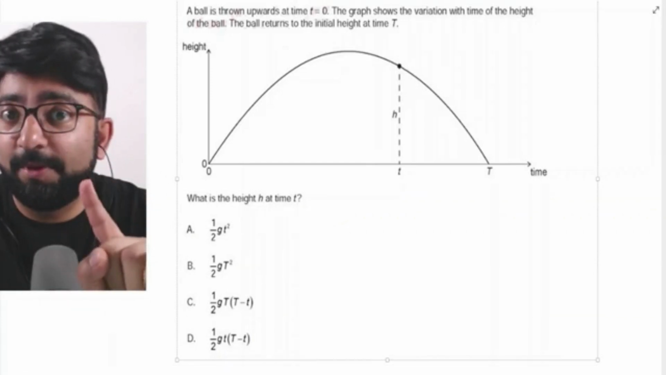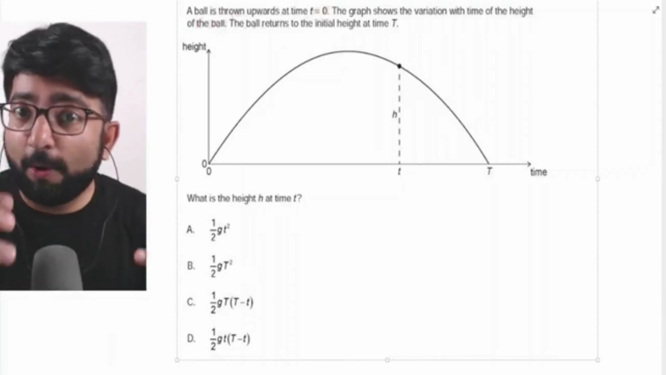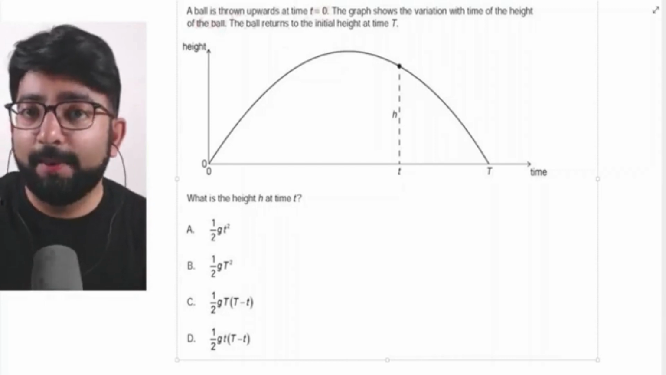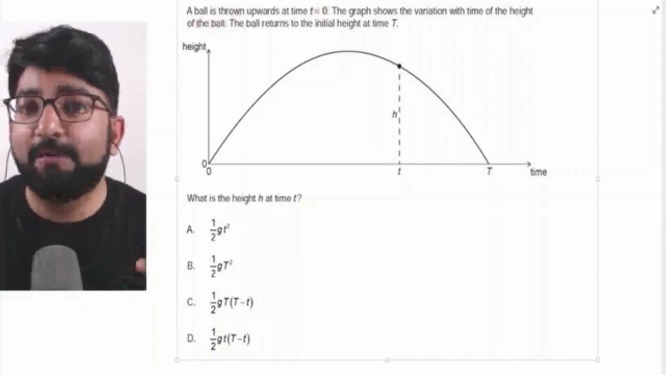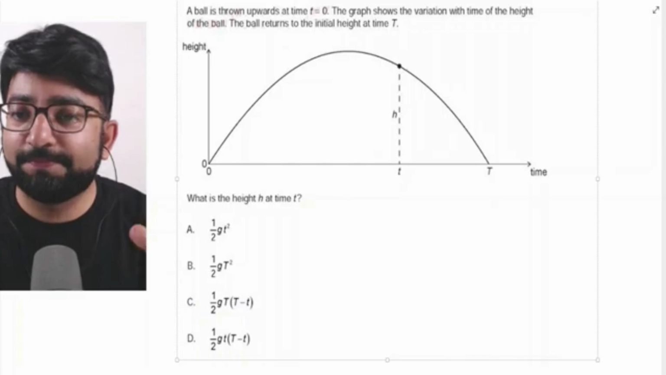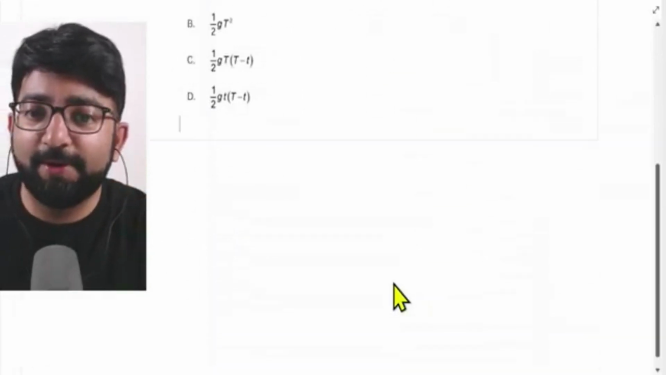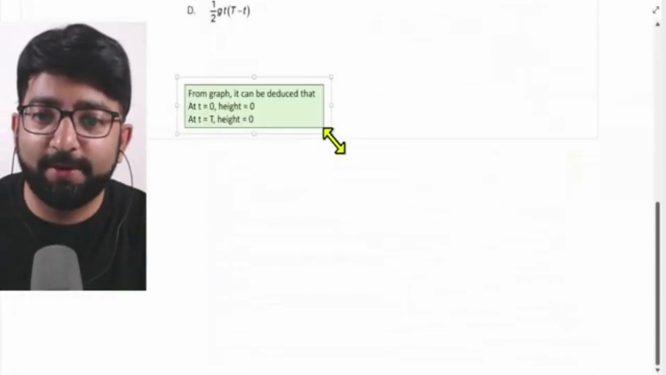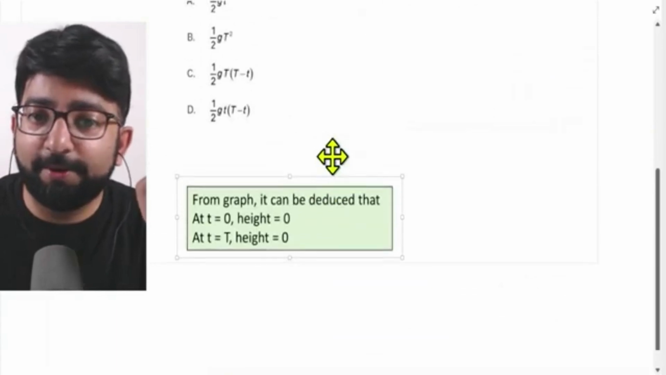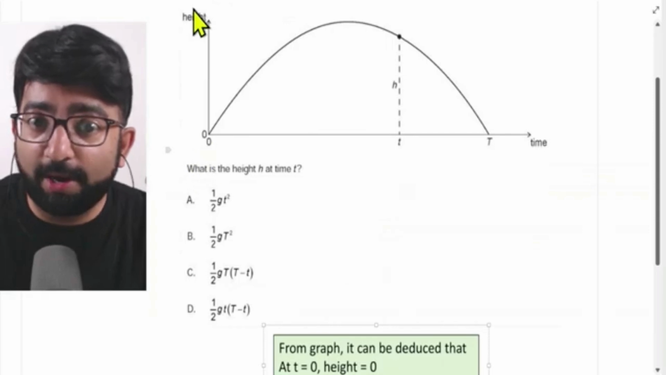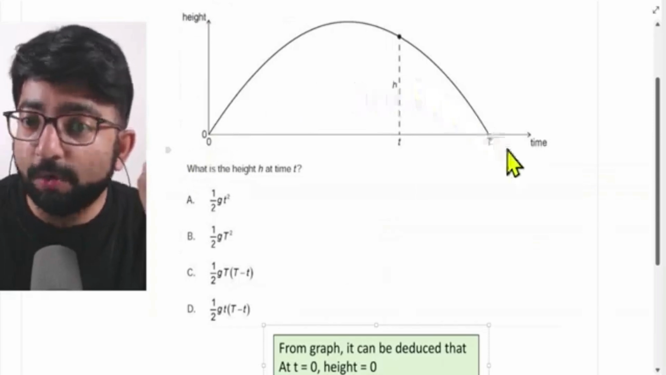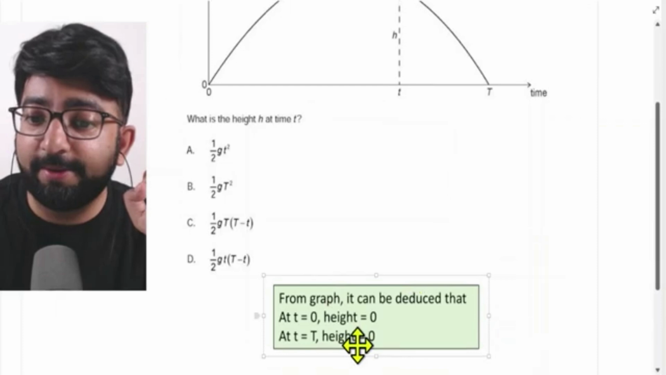So that is the smart method. We are going to analyze the options and then we will check one by one which options can be eliminated, discarded. So we are using the method of elimination. So how do we do that? Now, if you analyze this graph carefully, let me just write it here. From the graph, it can be deduced. If you observe at time t equal to 0, which is the starting stage, the height of the ball is 0. And also at capital T, the height is 0.